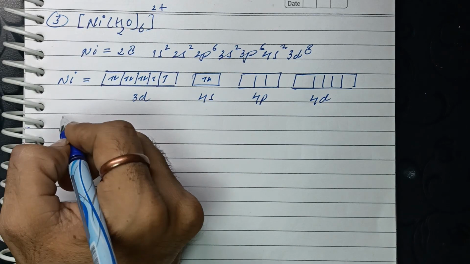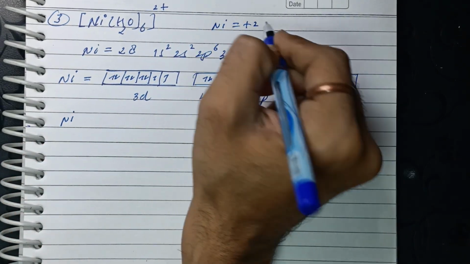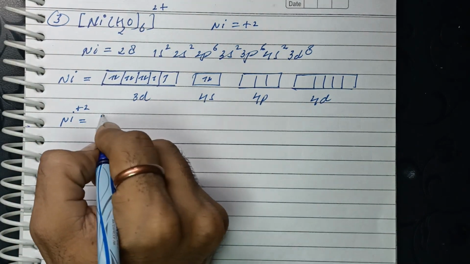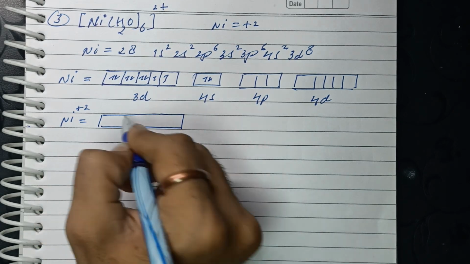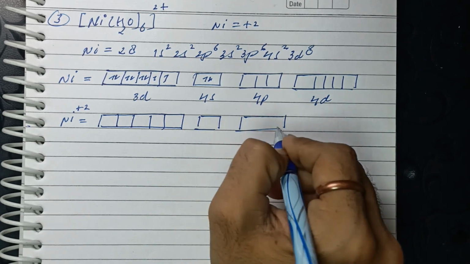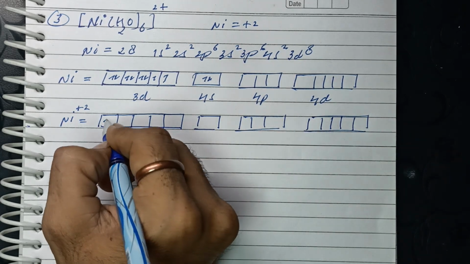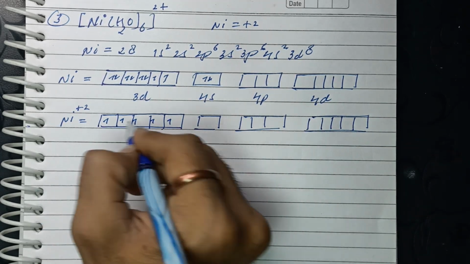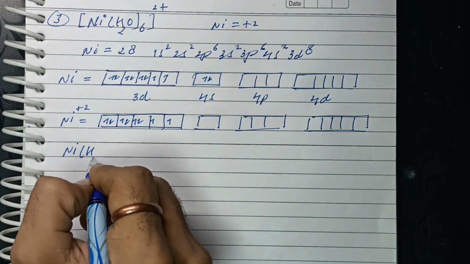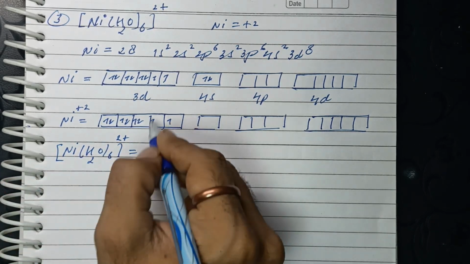We have also read this earlier. And the oxidation state again in this case is +2. It means it will be losing 2 electrons from the 4s subshell. Now it will combine with 6 H2O. H2O is a weak ligand, so no pairing will take place.